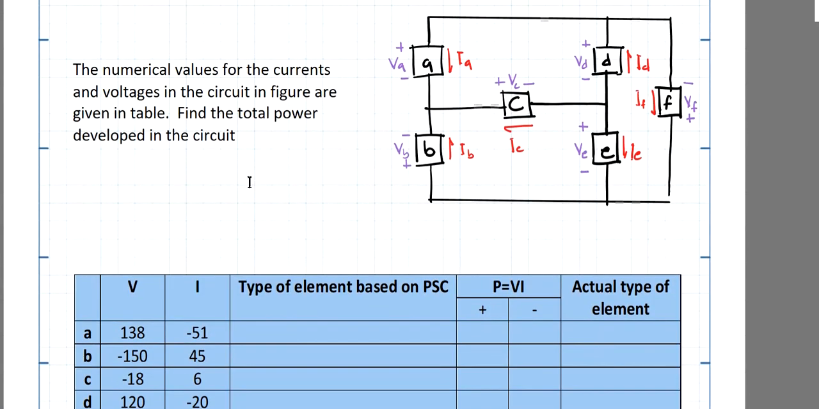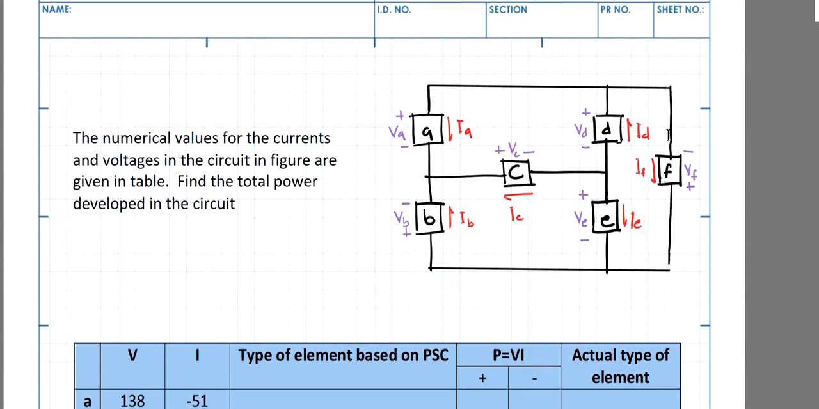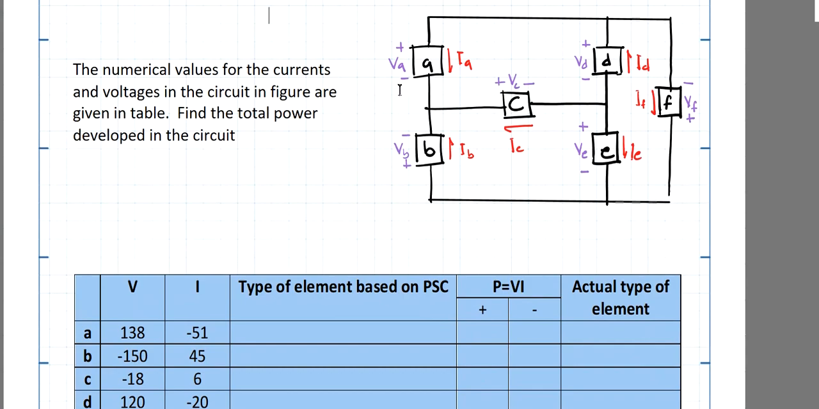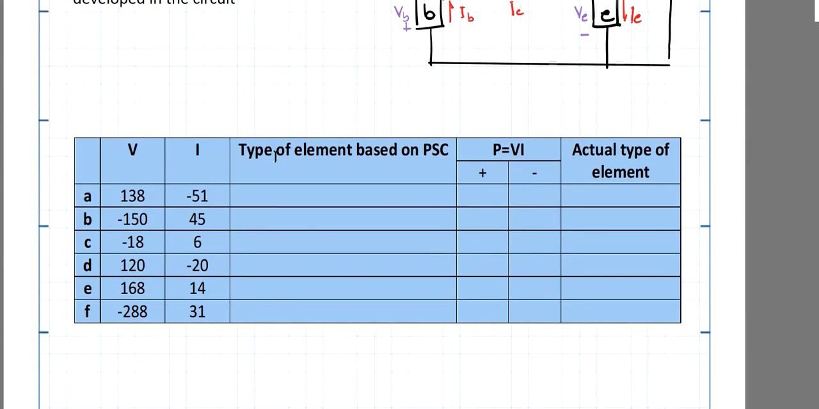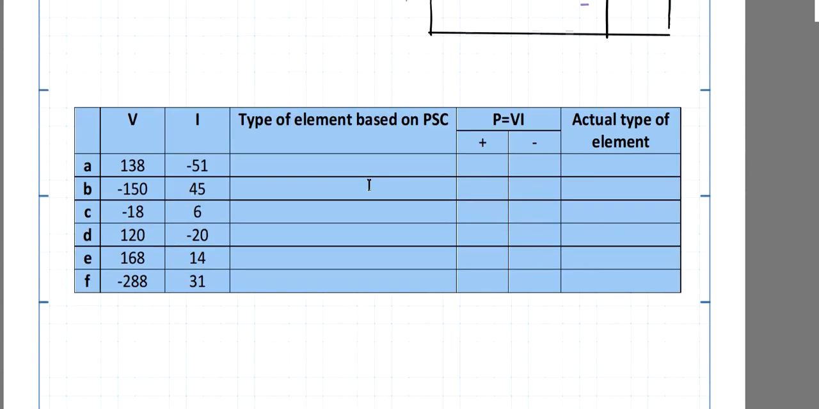Okay, so right here it says the numerical values for the currents and voltages in the circuit in figure are given in table. Find the total power developed in the circuit. So the same mechanics that we did in the last sample problem. And so here's our circuit. We have the elements A, B, C, D, E, and F, and we have this polarity and the direction of the current. And we also have this magnitude tabulated already. So now let's do the computation.